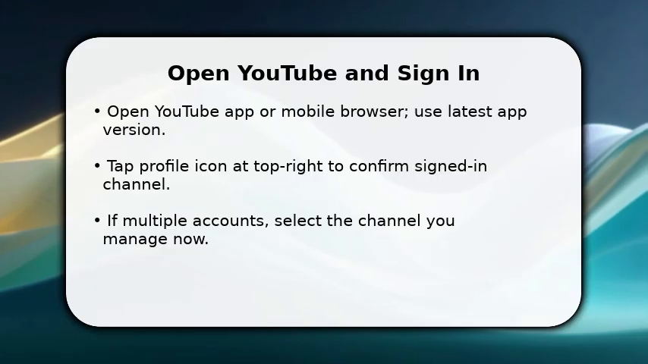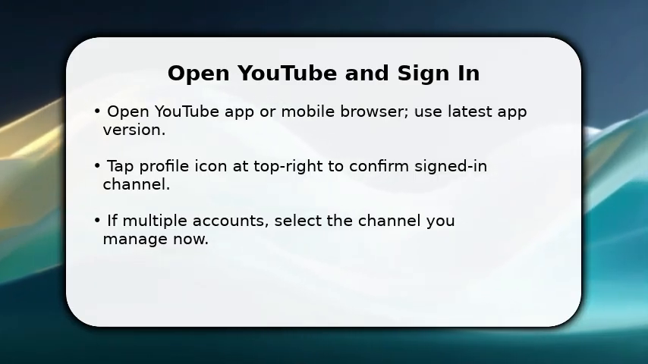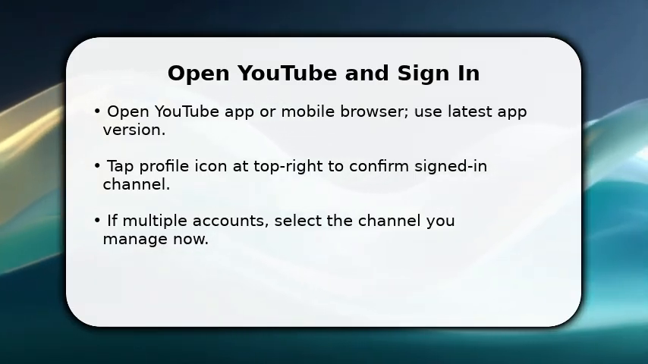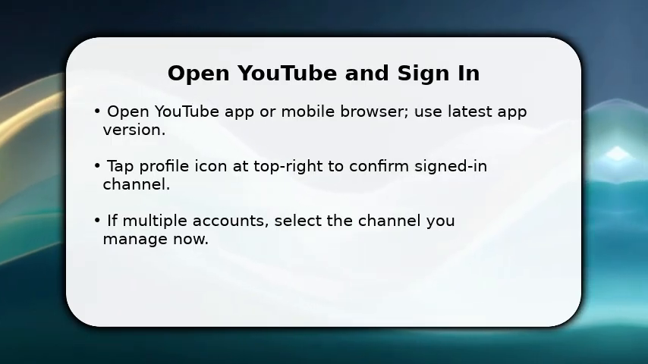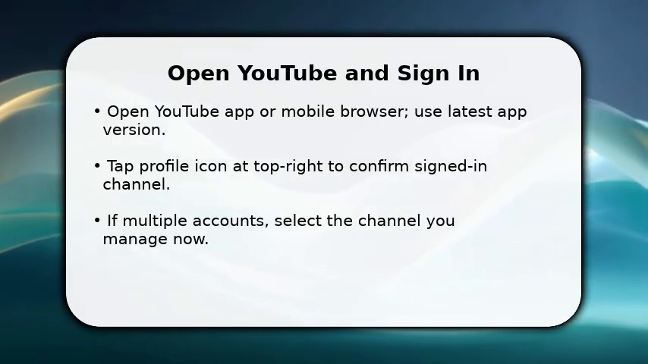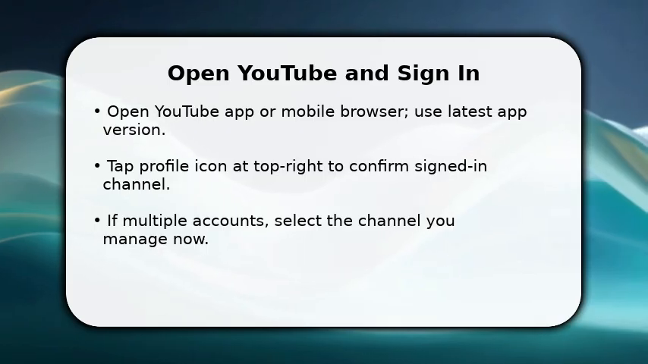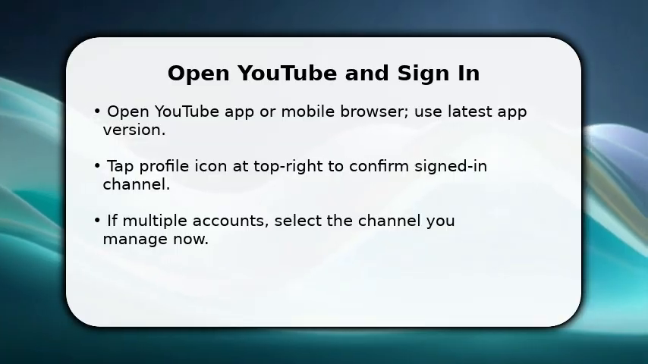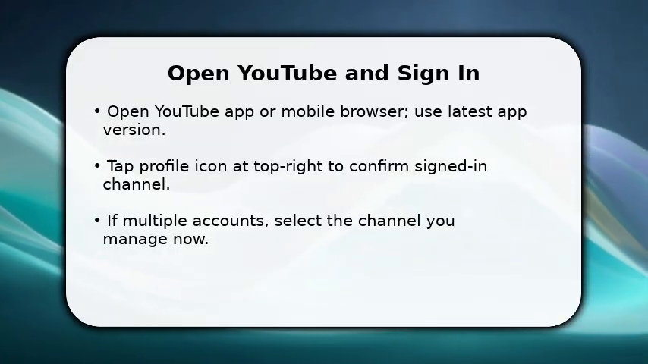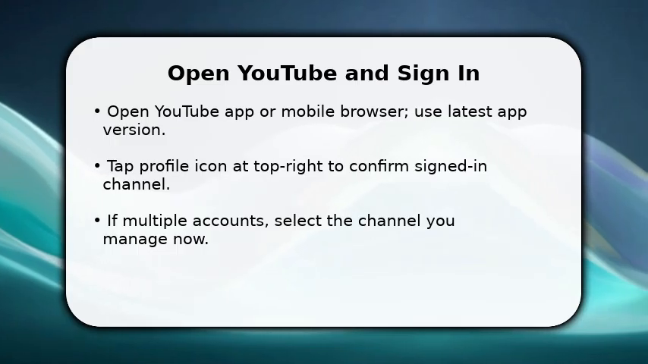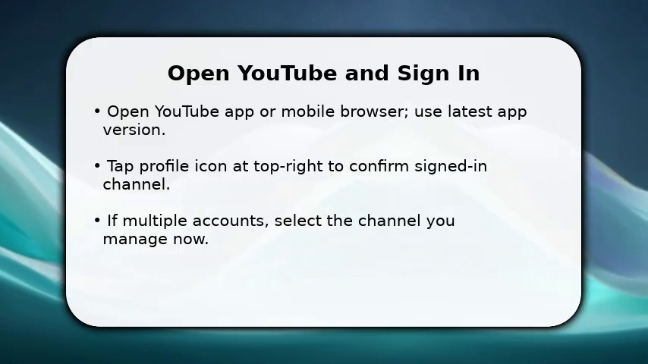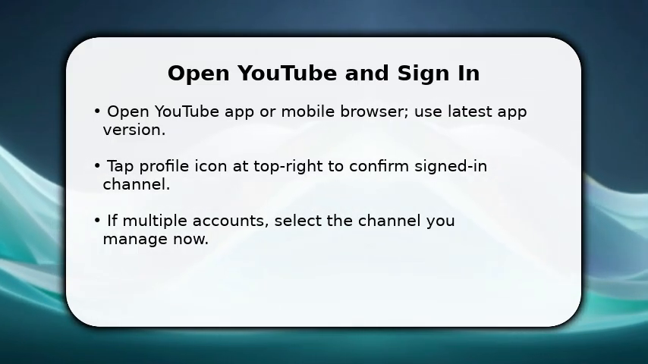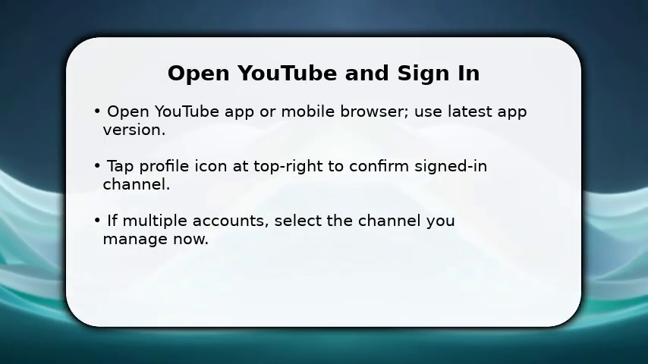You start by opening the YouTube app or mobile browser. Make sure the app is updated. Tap your profile picture at the top right to access account options and confirm you're signed into the channel you want to manage. If you see multiple accounts, switch to the correct one now so subsequent steps act on the right channel. Once signed in, pause here to ensure your channel name appears under the icon. This prevents confusing analytics or uploads later.